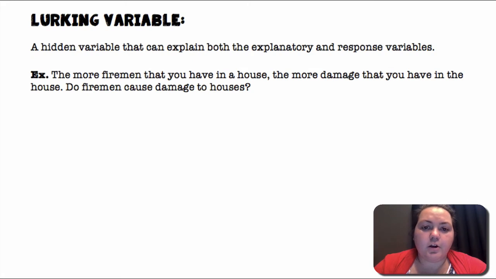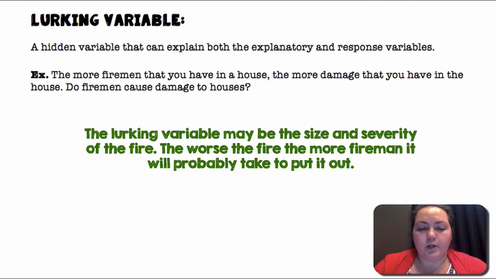All right, lurking variables. A hidden variable that can explain both the explanatory and response variables. So an example is the more firemen that you have in a house, the more damage that you have in the house. Do firemen cause the damage? Well, no. There's most likely a lurking variable here, and the lurking variable may be the size and severity of the fire. So the worse the fire is, the more firemen it's going to take to put it out.